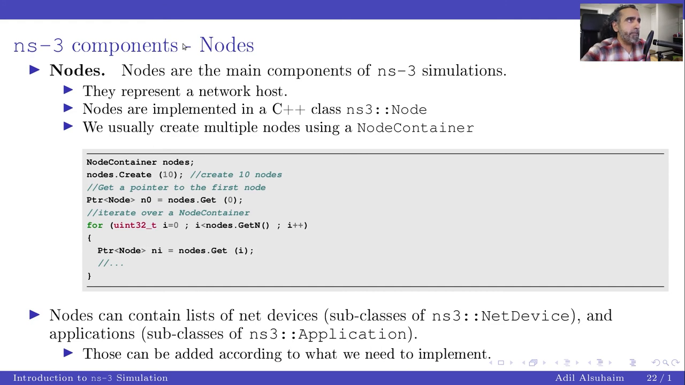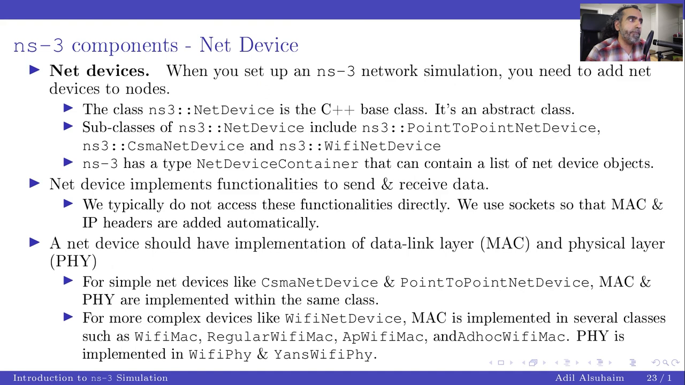So here's an example. Nodes. If you want to create nodes, you could simply just do NodeContainer nodes, and then nodes.Create(10), and you create 10 nodes inside a container of nodes. All right? And you can iterate through them like that. You can get a pointer to each node, just like this, Get(i). And if you want to get the number of nodes in a container, GetN. All right? So you can also iterate through a list of net devices and a list of applications within a node. We'll see that later.